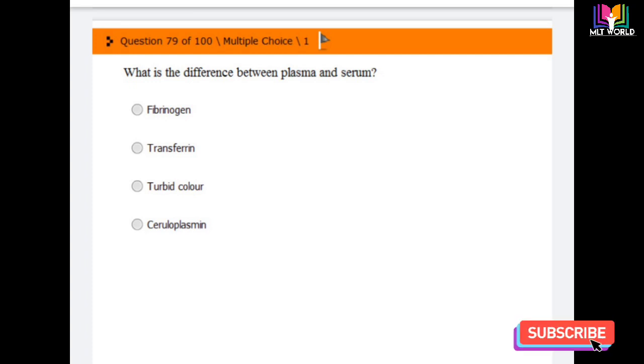Question number 79. What is the difference between plasma and serum? Options are: first option is fibrinogen, next option is transferrin, third option is turbid color, and last option is ceruloplasmin. And the correct answer is first option. Fibrinogen is the main difference between plasma and serum. In plasma, fibrinogen is present, and in serum, fibrinogen is absent.